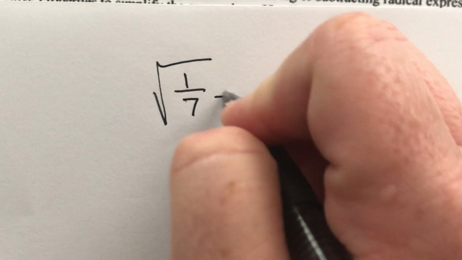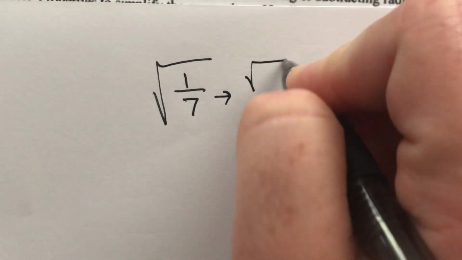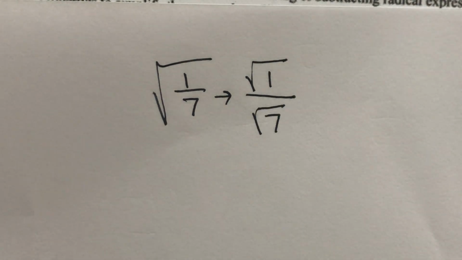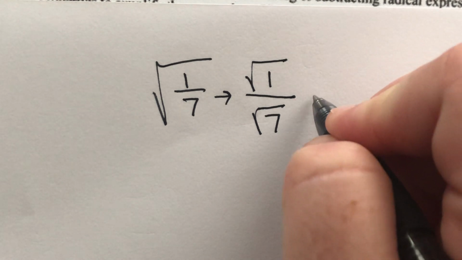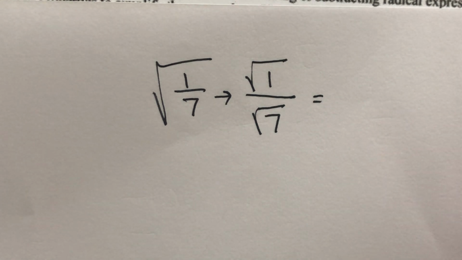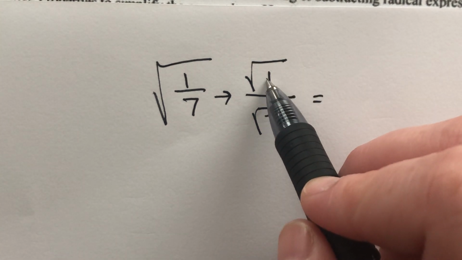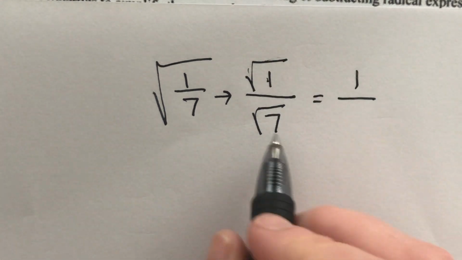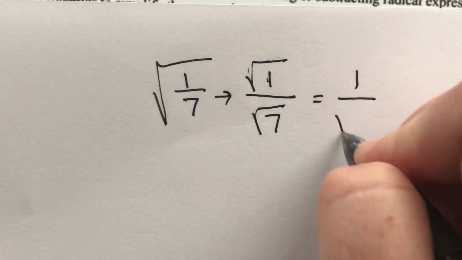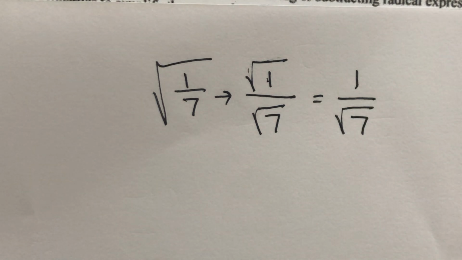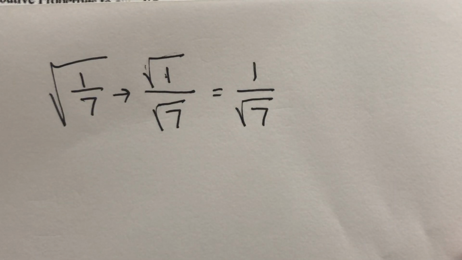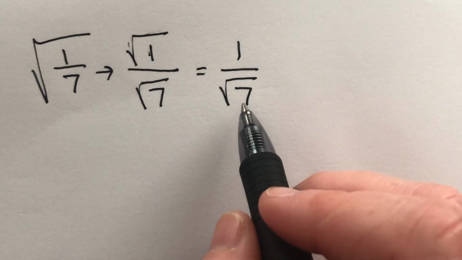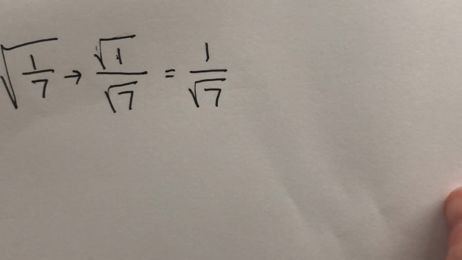So first thing we want to do, remember, is we can separate the top and the bottom and give them their own individual radical. Okay, and now we can take the square root if we have any perfect squares. So 1 is a perfect square. The square root of 1 is 1. 1 times 1 is 1. 7 is not a perfect square, so it's just going to stay. Okay, so is this good? Am I all good? No. Remember, you cannot leave a fraction with a radical on the bottom. That's just the rule. Like it or not, that's the rule.